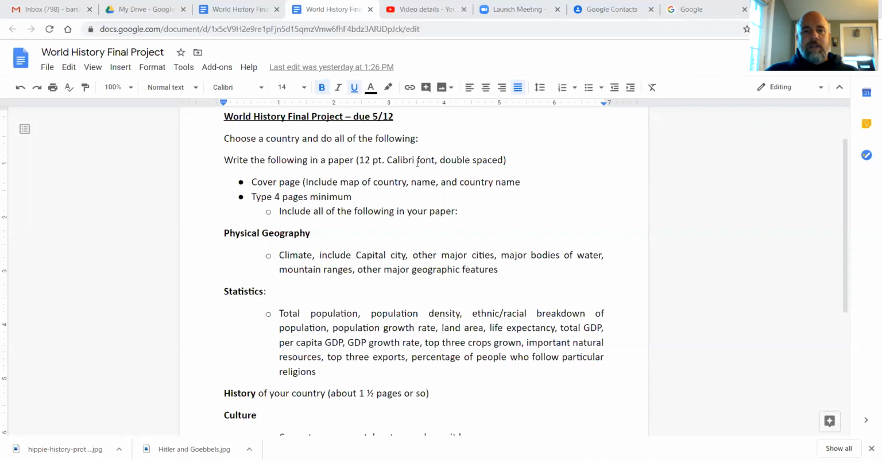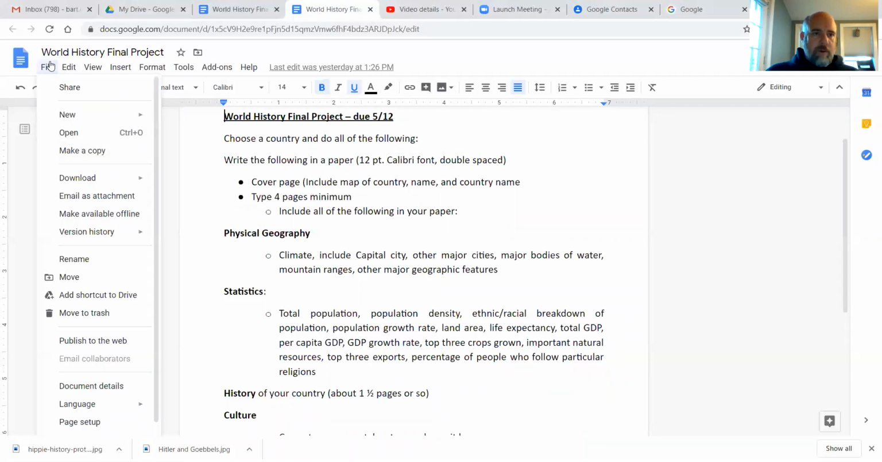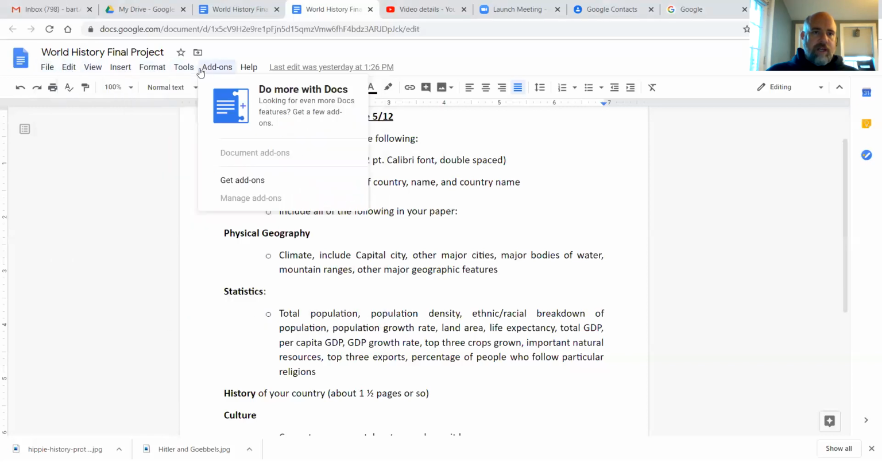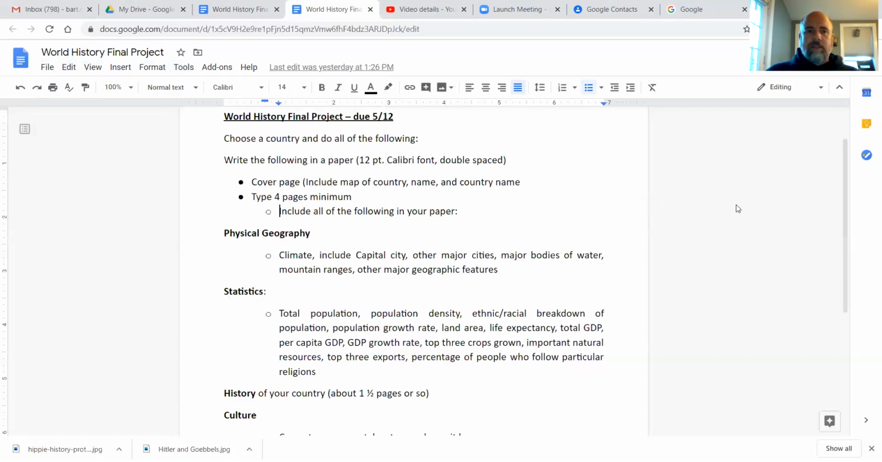It's 12-point Calibri font, double spaced. If you're writing it in Google Docs, and you're like, well, it doesn't have Calibri font, you can look through and it will find the fonts. I could show you, but I can't even remember how to do it myself. But trust me, you can find the font on here. I've been able to find it before with people in the past.